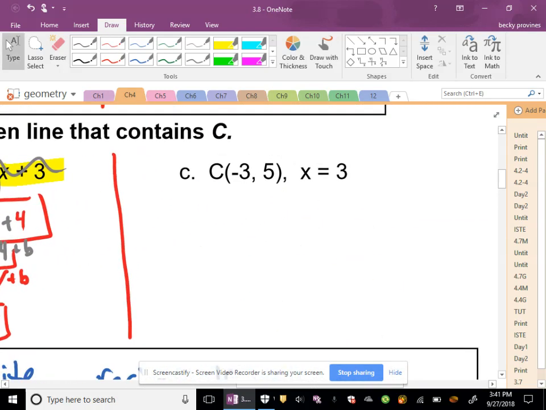So on part C, it's saying that x is 3. Well, that doesn't really look like y equals mx plus b at all.